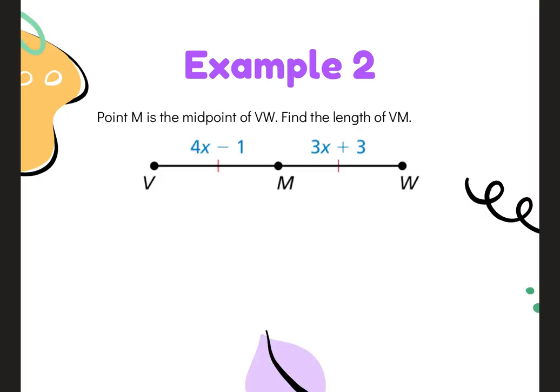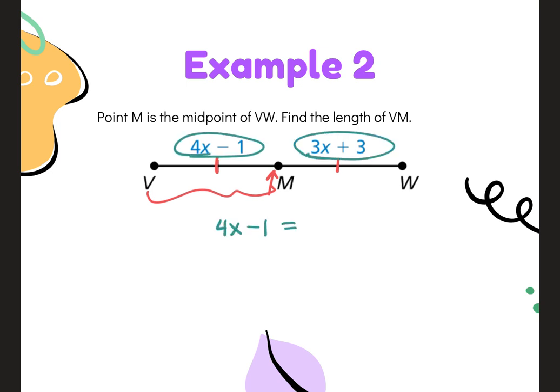Example 2 says point M is the midpoint of VW. M is the midpoint, so it's cut into two congruent parts like this. Find the length of VM. So I want just one part here. In order to solve for X, though, I would set these two equal to each other. 4X minus 1 has to equal 3X plus 3. Subtract the 3X. X minus 1 would equal 3. Add the 1, and X equals 4.